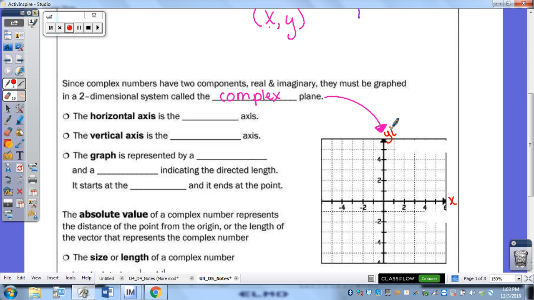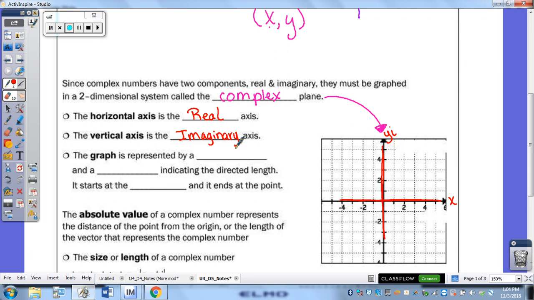So you graph the real portion on your x-axis. Your imaginaries go on the y-axis. The horizontal axis is the real axis. The vertical axis is the imaginary. So not too much of a difference, but it does throw that little twist in.